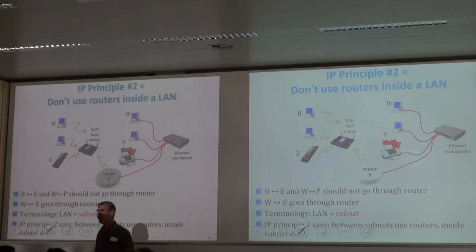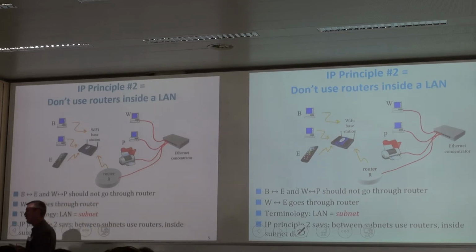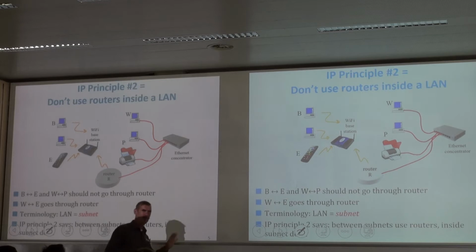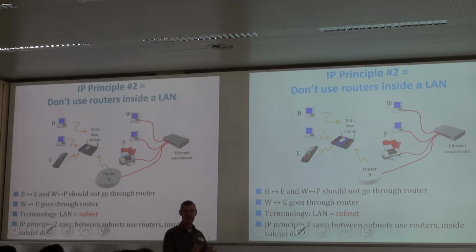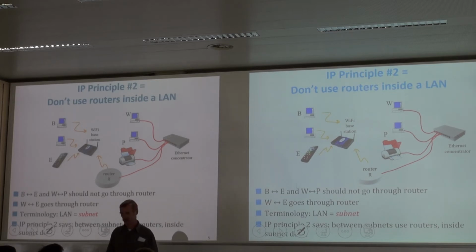Second principle, the combination of LANs and IP. What I said so far, IP principle 1, would make the internet simpler if there would be only that. Now there is a second principle, which comes from history, and is essentially saying that: don't use routers inside a local area network.